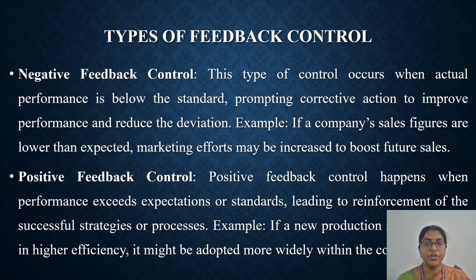So in the types of feedback control, there are two types: negative feedback control and positive feedback control. Negative feedback control occurs when actual performance is below standard, prompting corrective actions to improve the performance and reduce the deviations. Okay. For example, if the company's sales figures are lower than expected, marketing effort may be increased to boost up the future sales.